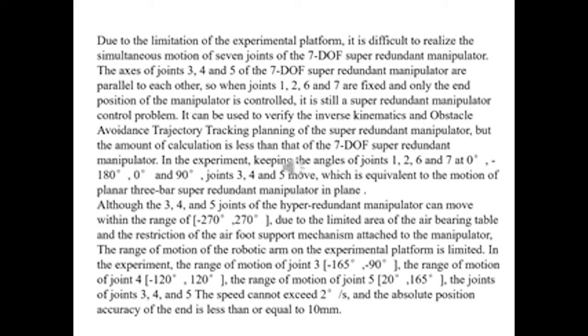Although joints 3, 4, and 5 of the hyper-redundant manipulator can move within the range of ±270 degrees, due to the limited area of the air bearing table and the restriction of the air foot support mechanism attached to the manipulator, the range of motion of the robotic arm on the experimental platform is limited. In the experiment, the range of motion of joint 3 is -165 to 90 degrees, joint 4 is -120 to 120 degrees, and joint 5 is -20 to 165 degrees. The joint speed of joints 3, 4, and 5 cannot exceed 2 degrees/s, and the absolute position accuracy of the end is less than or equal to 10 millimeters.